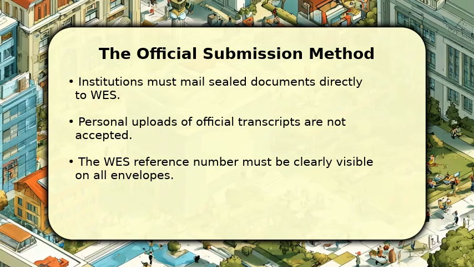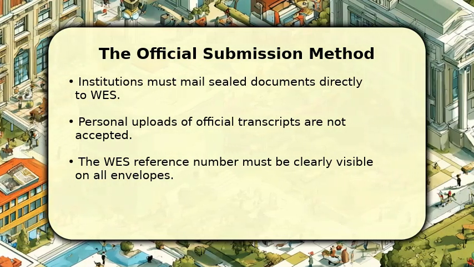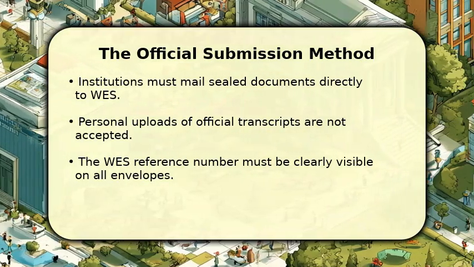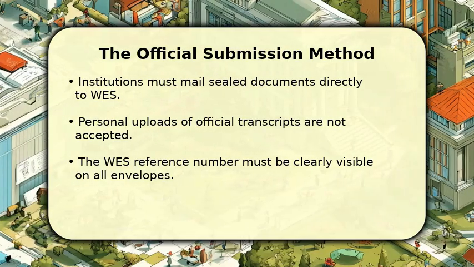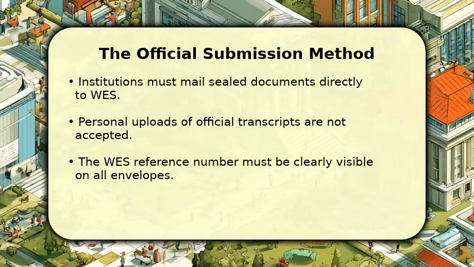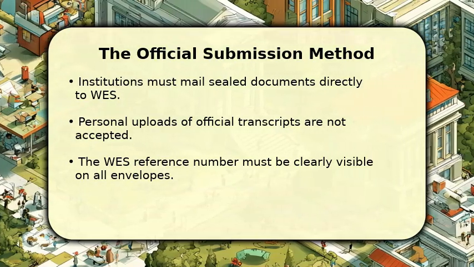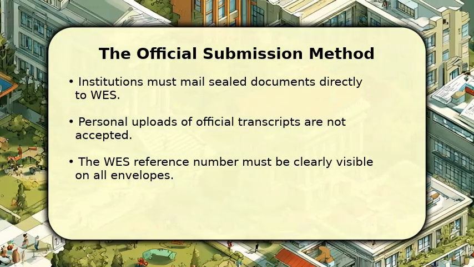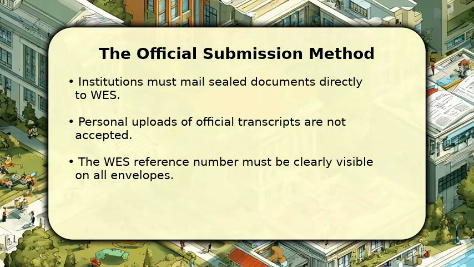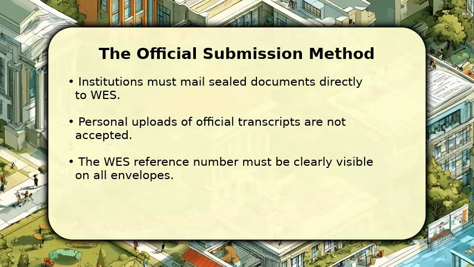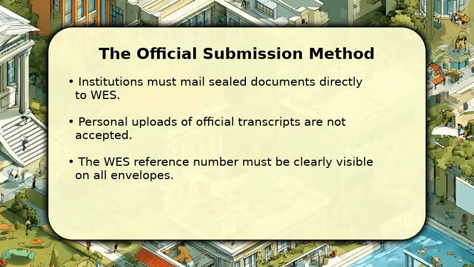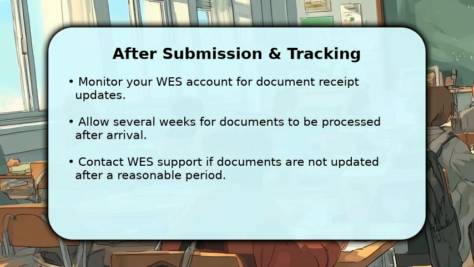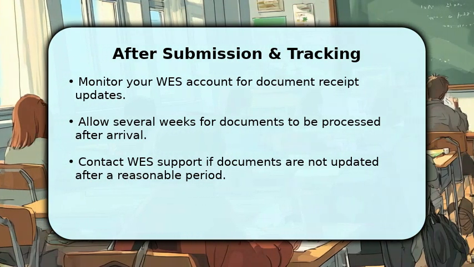The singular, official method for submitting your academic transcripts to WES is direct mail from your educational institutions. WES explicitly states that documents sent by applicants themselves, even if sealed, will not be accepted as official. Your institutions must mail the sealed, stamped envelopes containing your transcripts and the completed WES form directly to WES. Ensure your WES reference number is clearly written on the outside of every envelope to prevent delays in processing your evaluation.